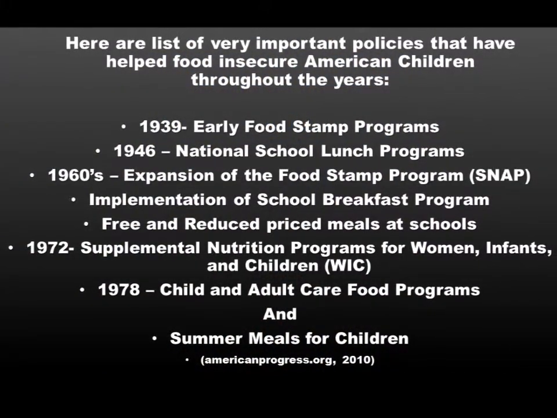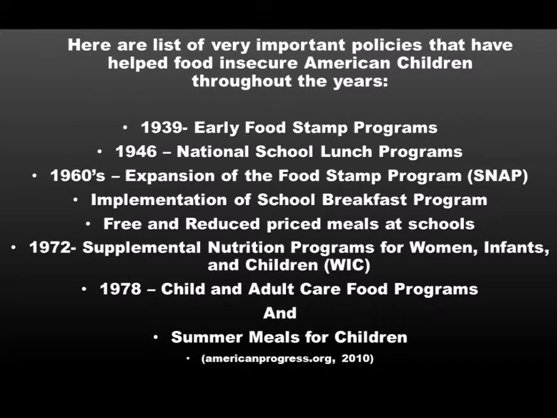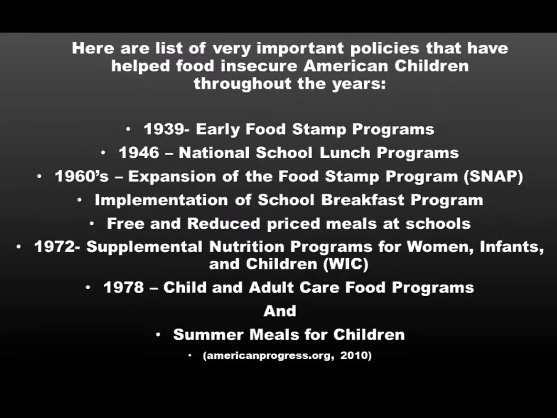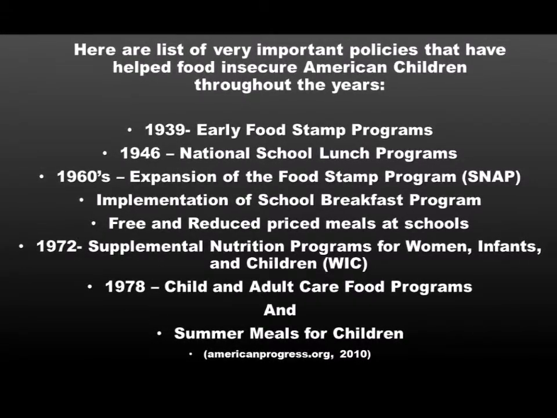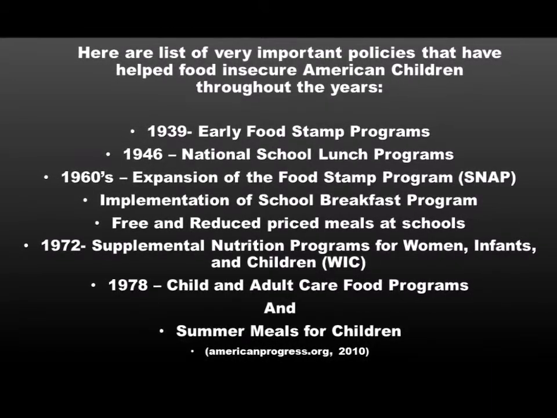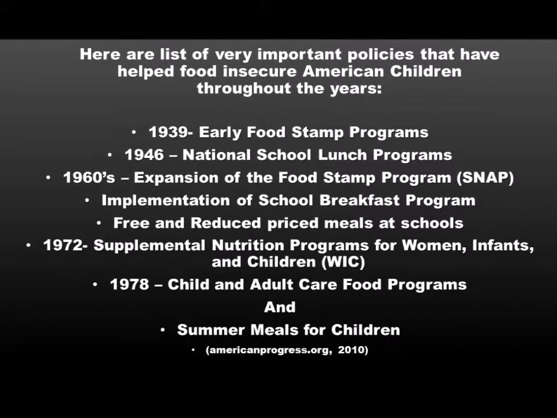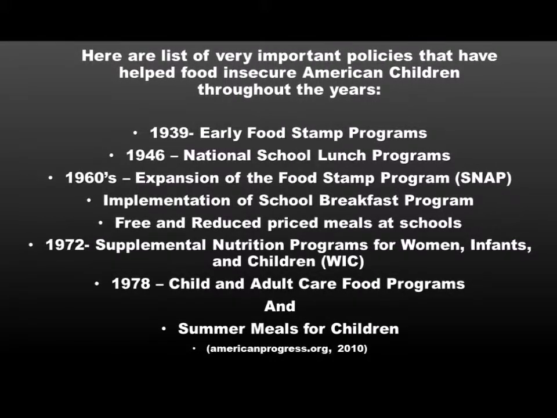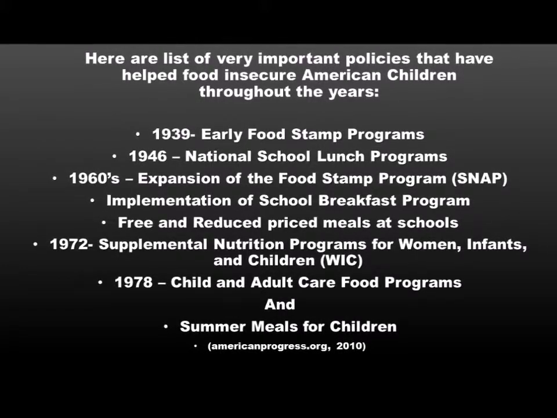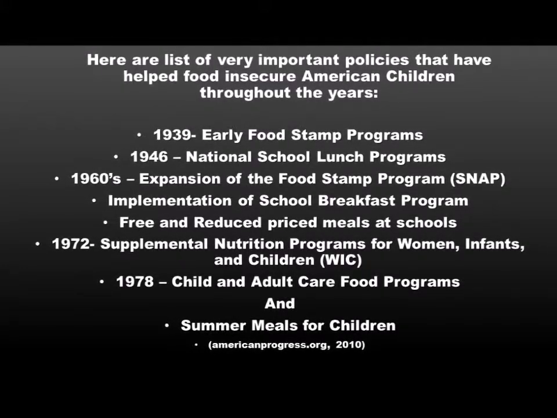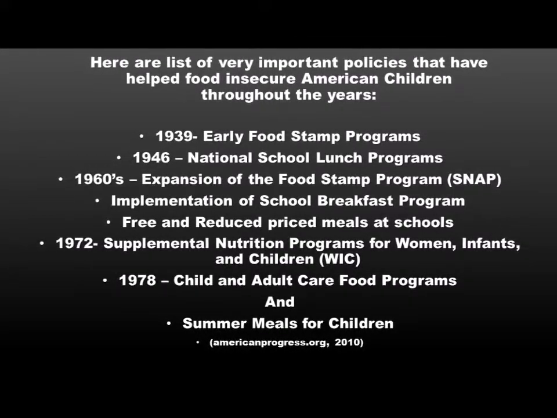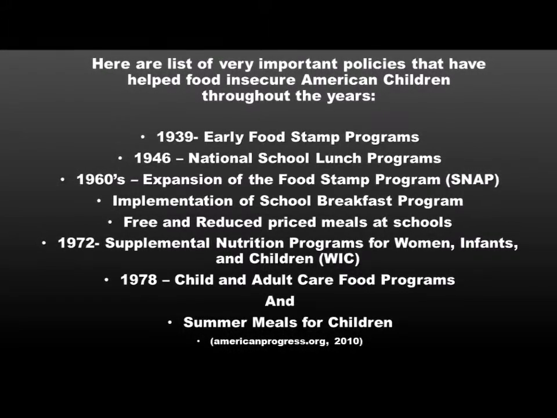Let's look at a list of policy that has been developed throughout U.S. history in order to address food insecurity. Early food stamp programs, national school lunch programs, the expansion of the food stamp program, better known as SNAP, implementation of school breakfast programs, free and reduced priced meals at school, supplemental nutrition programs for women, infants, and children, better known as WIC, child and adult care food programs, and summer meals for children to provide meals to children in food insecure households over the summertime.